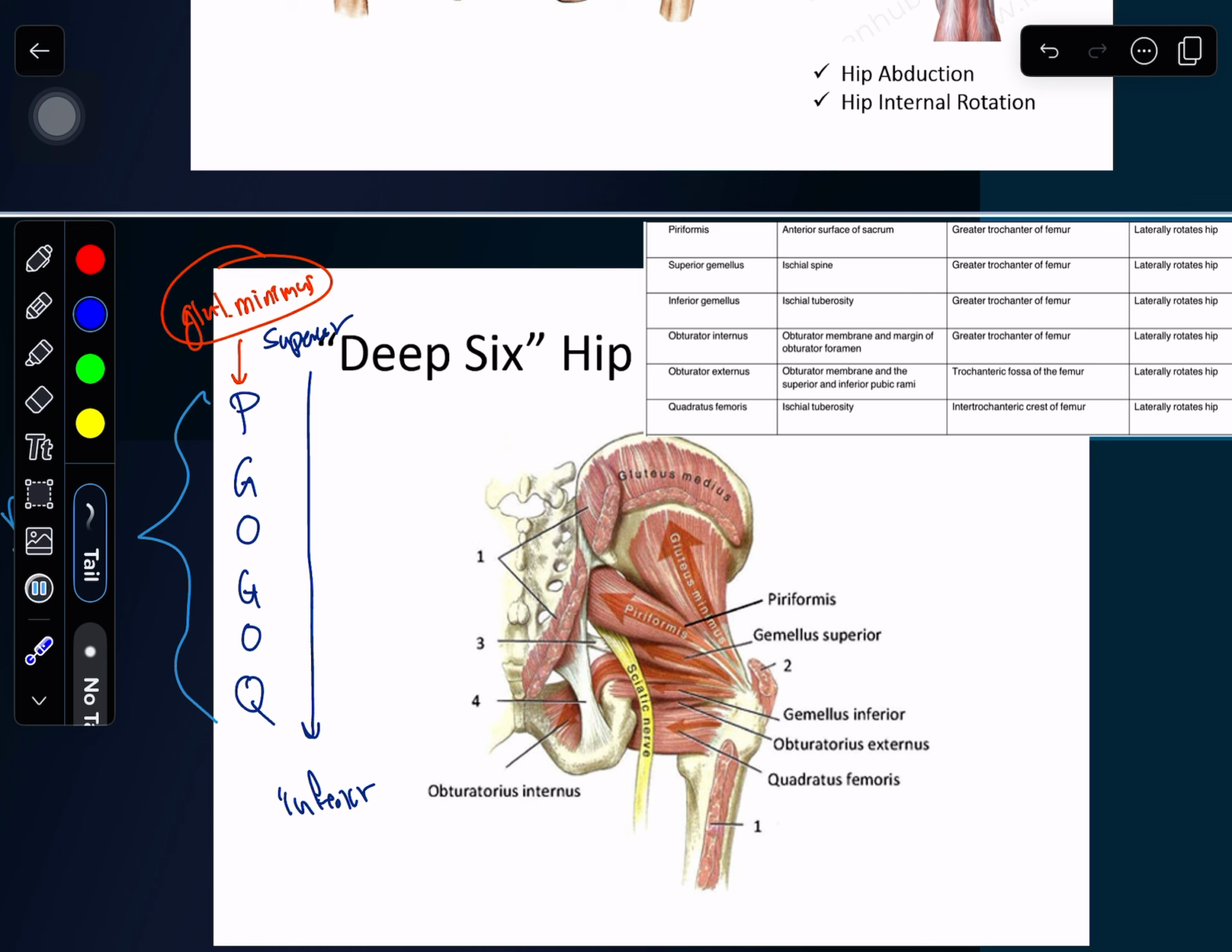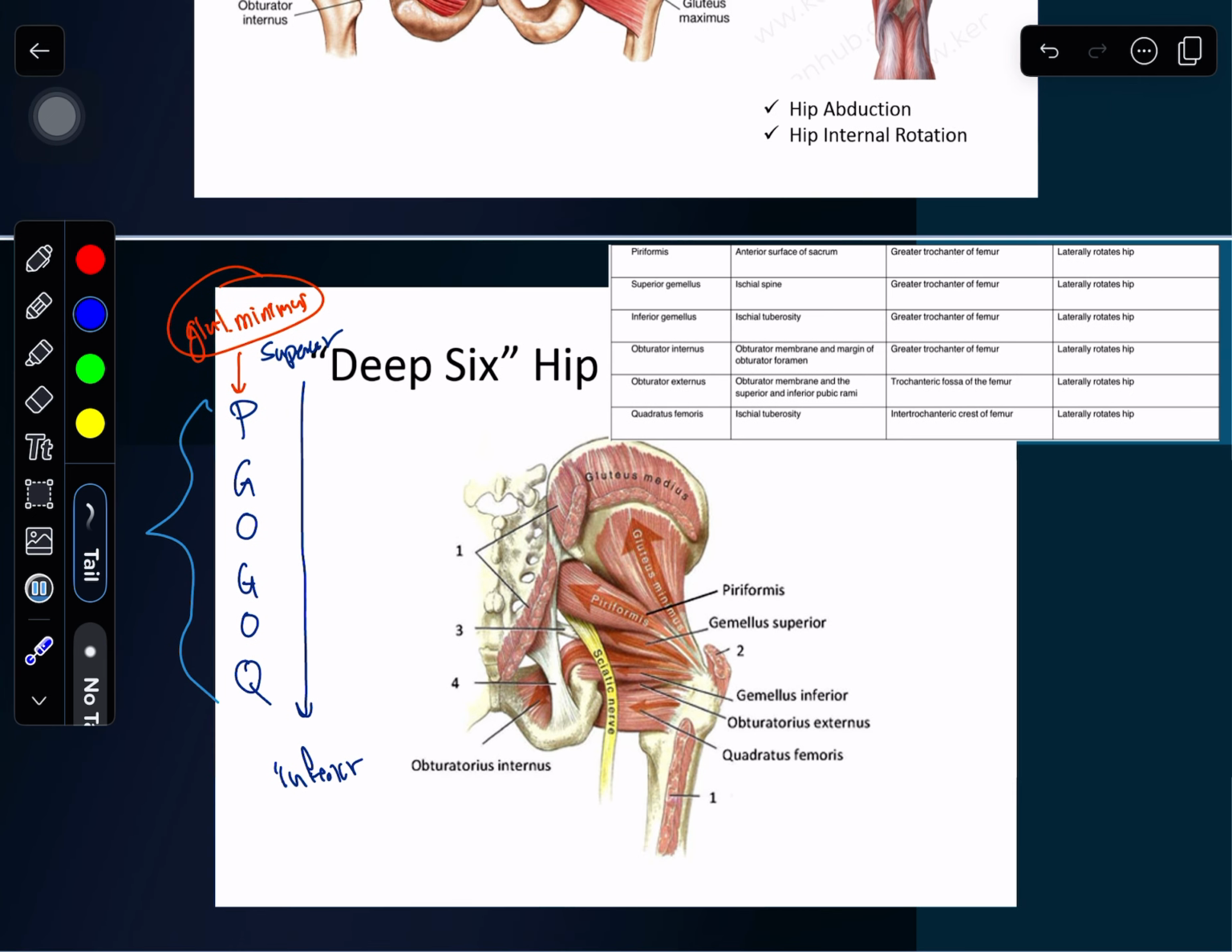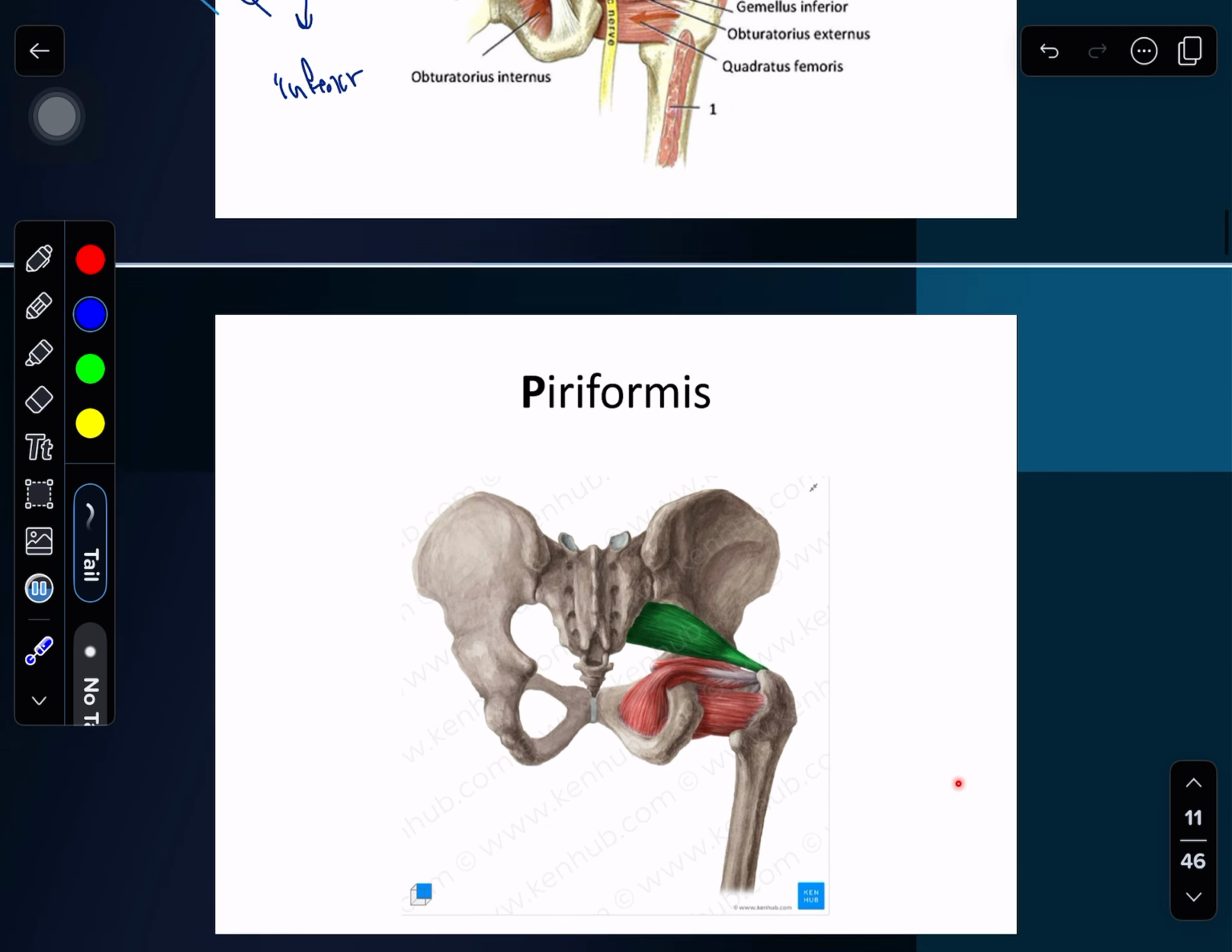Which are all going to do the same thing, right? They're going to laterally rotate the hip. And that's all we need you guys to be able to recall for the exam. Don't worry about origins or insertions. Okay, so let's go ahead and look at these one by one very quickly.